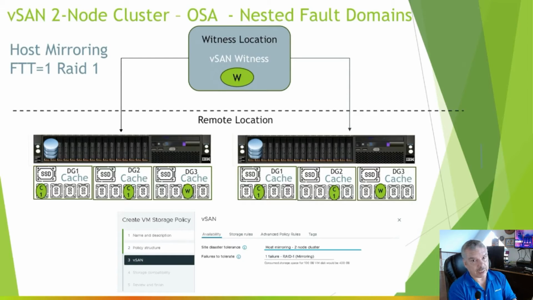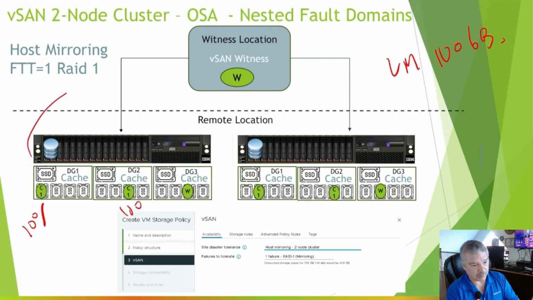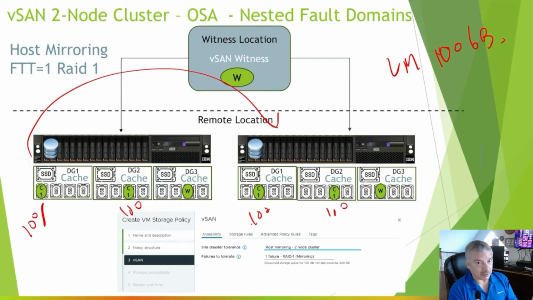Now, in this example, there's a cost here. Let's say this VM is 100 gigs in size. Well, you're mirroring here, right? There's 100 gig there, 100 gig there. Now you're going to mirror all that over here, 100 gig, 100 gig. So a 100 gig VM is costing you 400 gigs of storage. Pretty expensive, right, folks?